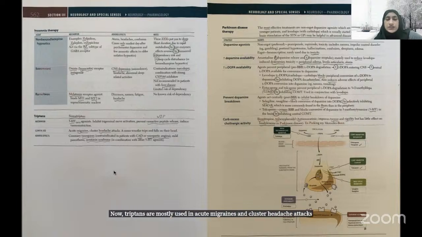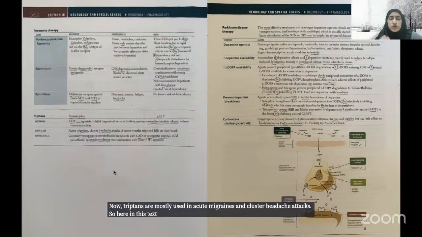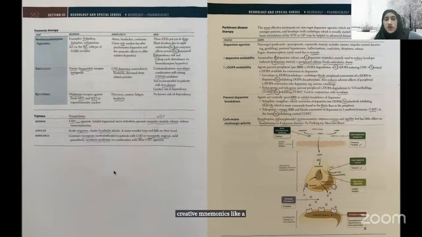So here in this textbook, they've got their own creative mnemonics, like a sumo wrestler trips and falls on their head. Of course, you're free to use your own, whatever helps you memorize the most important information.